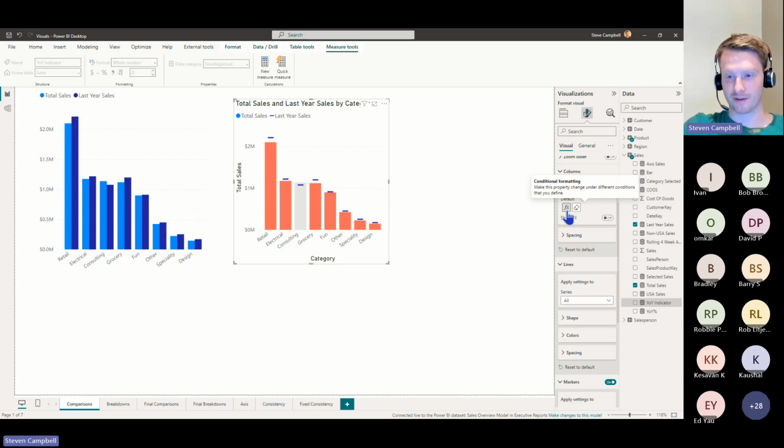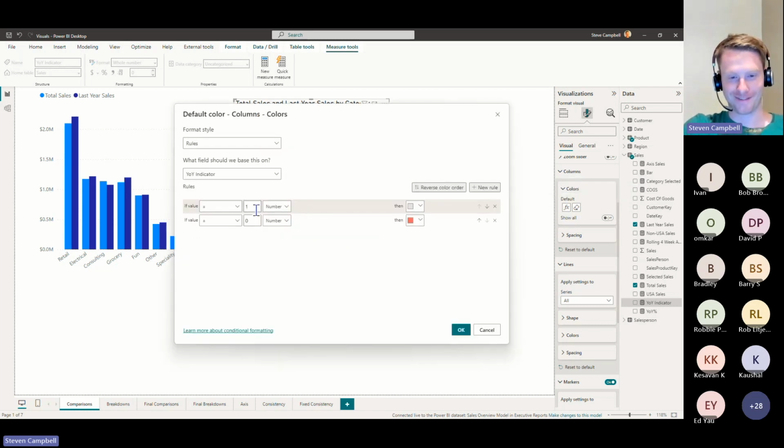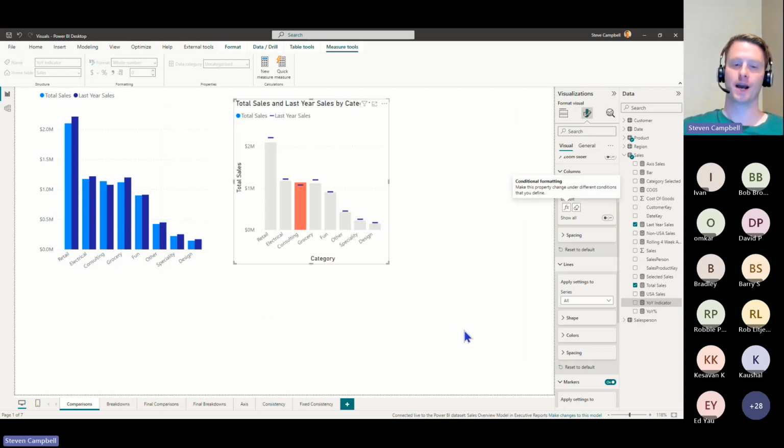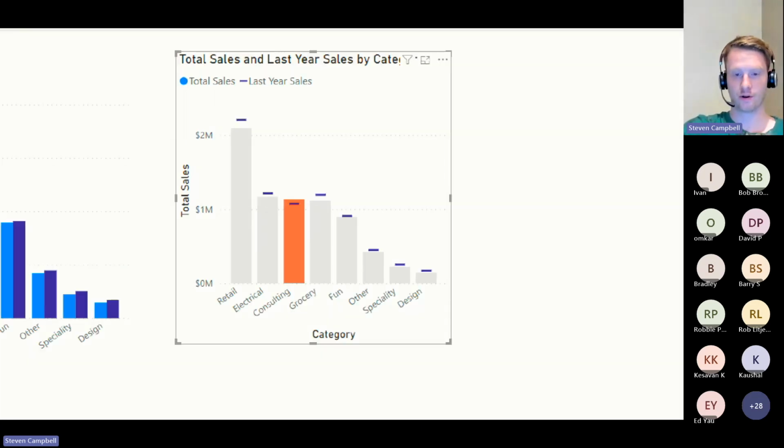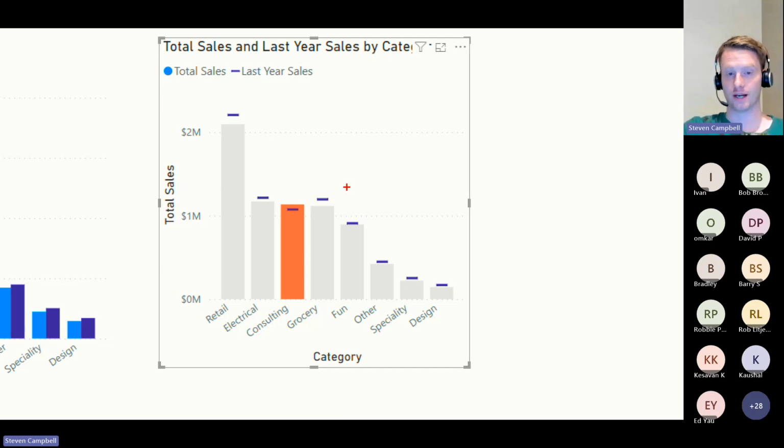And I've got that the wrong way around. My indicator is backwards, so 1 means it's lower than last year in my case. So here we go. Now I've highlighted anytime the last year sales is below this year's sales.